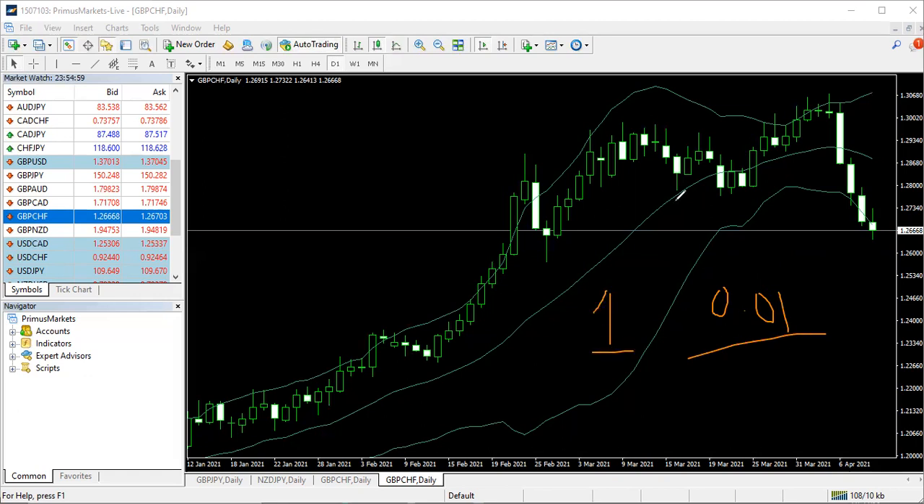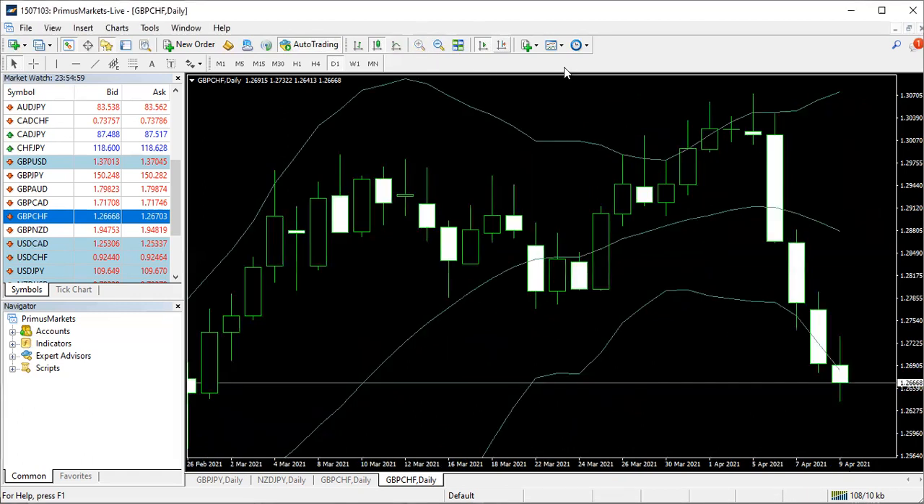Is that okay? Now, that settles account management for now in terms of lot size. So quickly, let's look at our signal. What is our signal like? What are we doing? Are we buying or selling with this currency pair that we see? Now, what we're going to do is we're going to buy. Yes, we're going to buy this trade. That's what we're going to do.